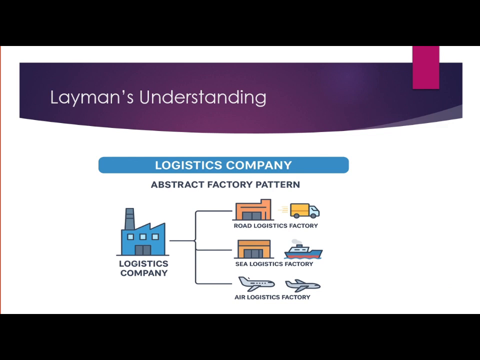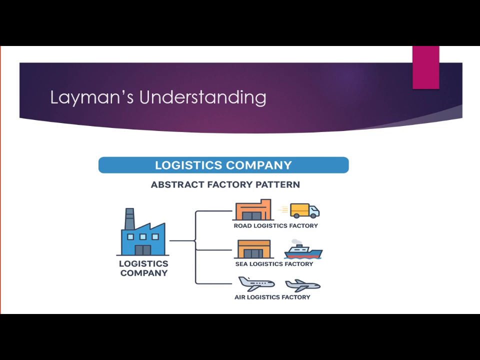So earlier we said your logistics company decides what transport to use, right? Truck, ship, airplane. Now imagine your business has expanded. You don't just need a transport method. You need an entire delivery ecosystem depending on the region. For example, the road logistics family: truck, road packaging standard, and road invoice format. The sea logistics family: ship, waterproof packaging, international seaway invoice. And the third one, the air logistics family: airplane, air-safe packaging, air cargo invoice.